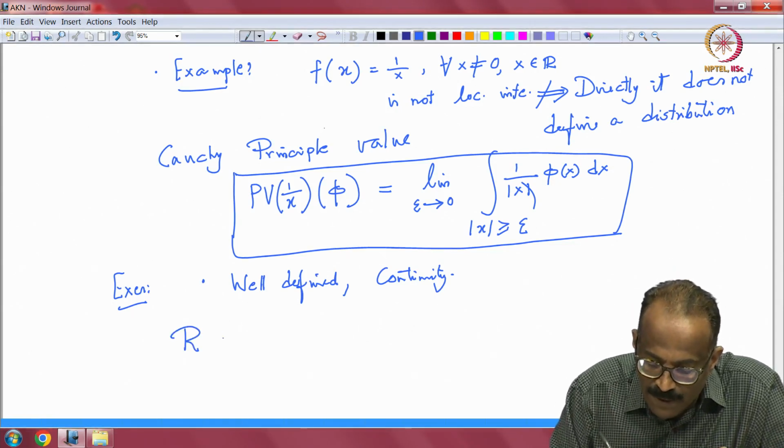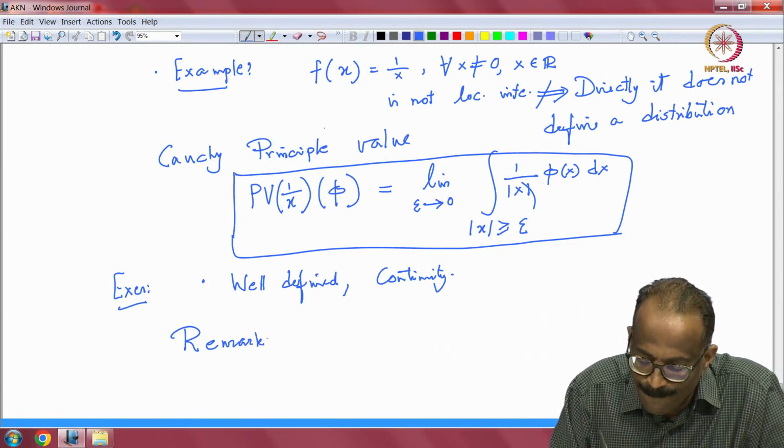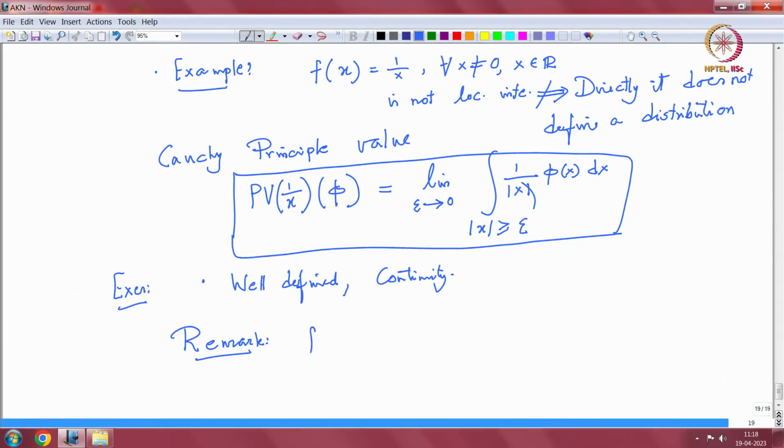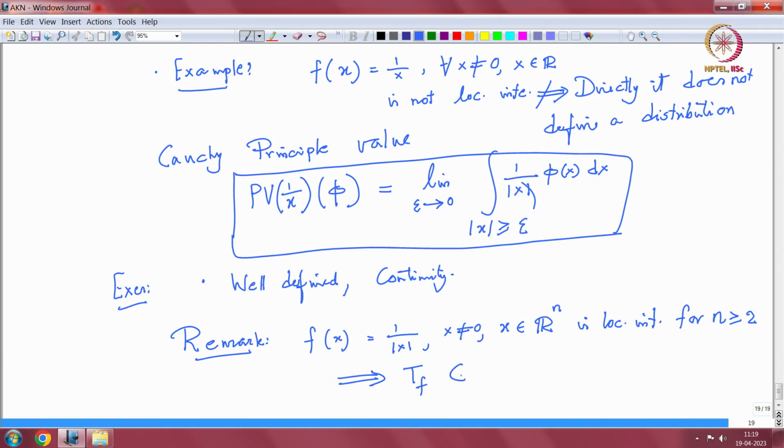But then there is an immediate remark. f of x equal to 1 by mod x, x not equal to 0, x in R^n, is locally integrable for n greater than or equal to 2. Only for n equal to 1 this is not locally integrable, but 1 by mod x is locally integrable for n greater than or equal to 2, and therefore it implies Tf belongs to D prime.